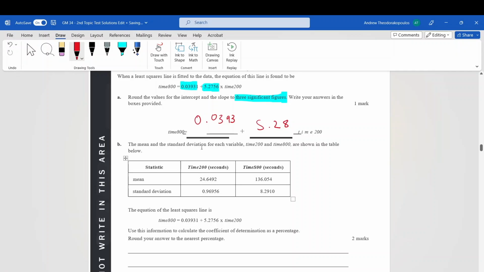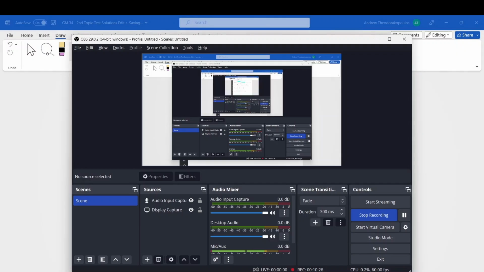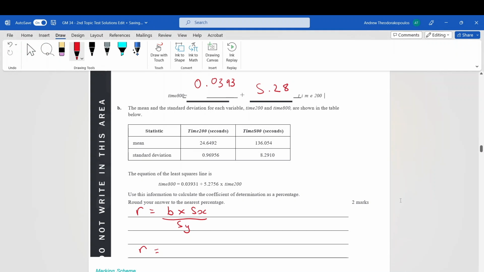Next question says the mean and the standard deviation for each variable are shown in the table below. The equation of the least squares line is this. Use this information to calculate the coefficient of determination as a percentage. So what you'll need to know to do this question is the formula for calculating R, which we looked at before in this video. Now the B value is actually the slope. So the B value is a slope, which means we put this as our B value.